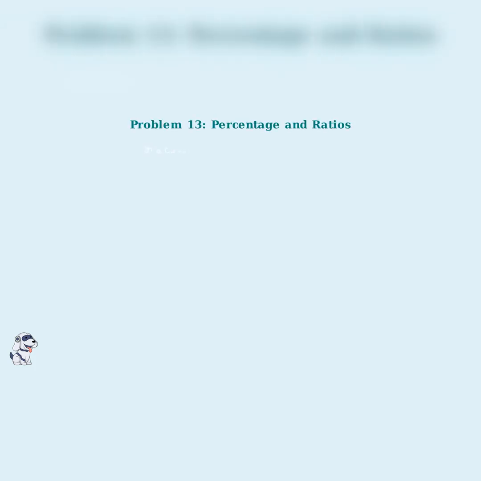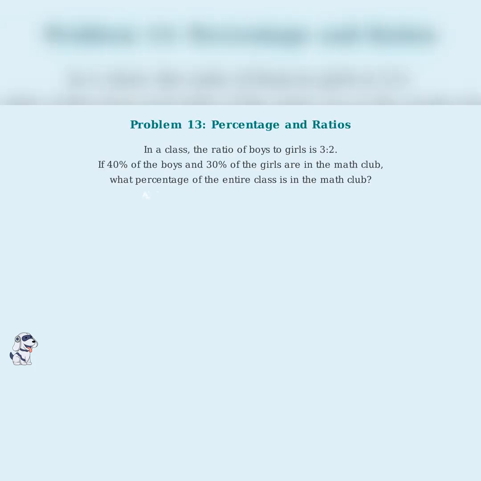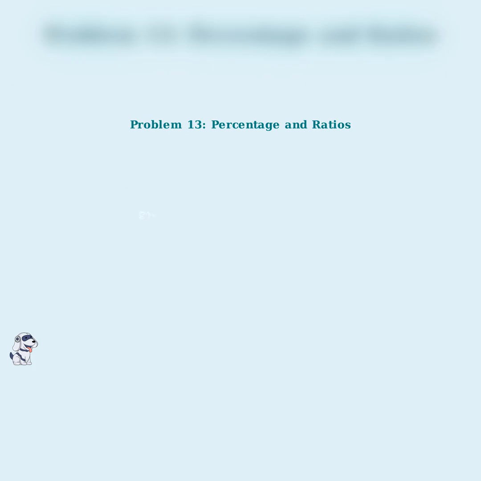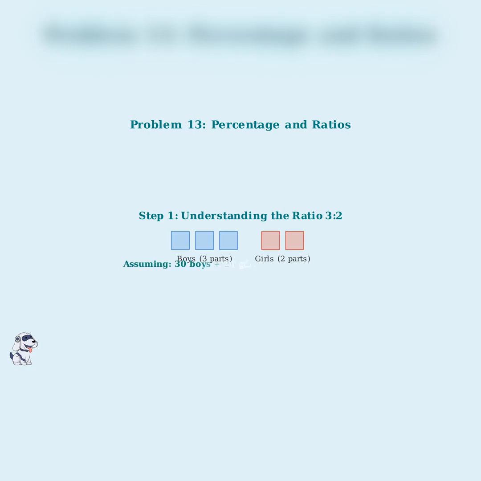Here's our 13th problem involving percentages and ratios. We have a class where the ratio of boys to girls is 3 to 2, and we need to find what percentage of the entire class is in the math club. First, let's understand the ratio. For every 3 boys, there are 2 girls. This means if we assume there are 30 boys, there would be 20 girls, giving us a total of 50 students. So we have 30 boys, 20 girls, and 50 total students in the class.